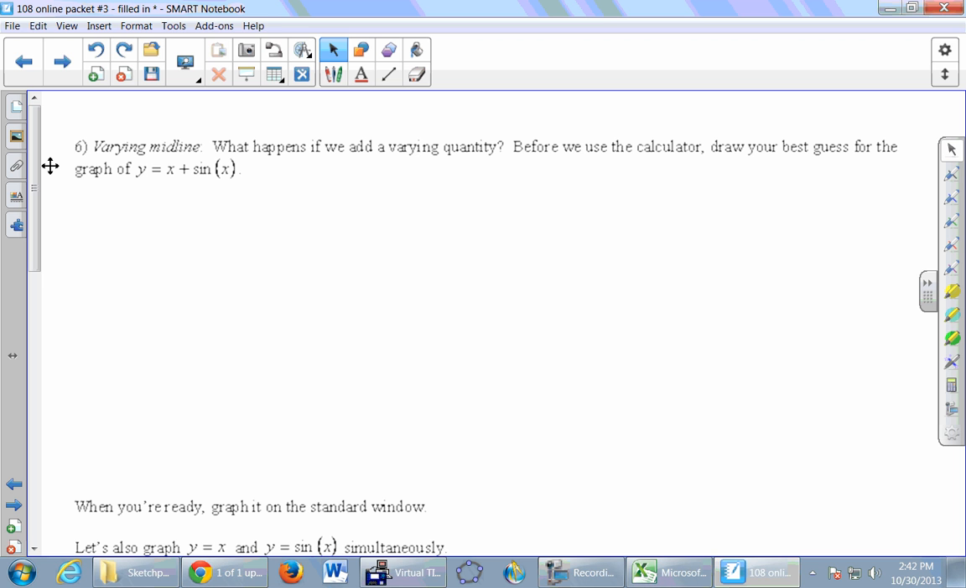All right, next page. 6, varying midline. What happens if we add a varying quantity? Before we use the calculator, draw your best guess for the graph of y equals x plus sine x. Pause the video, give it a shot.